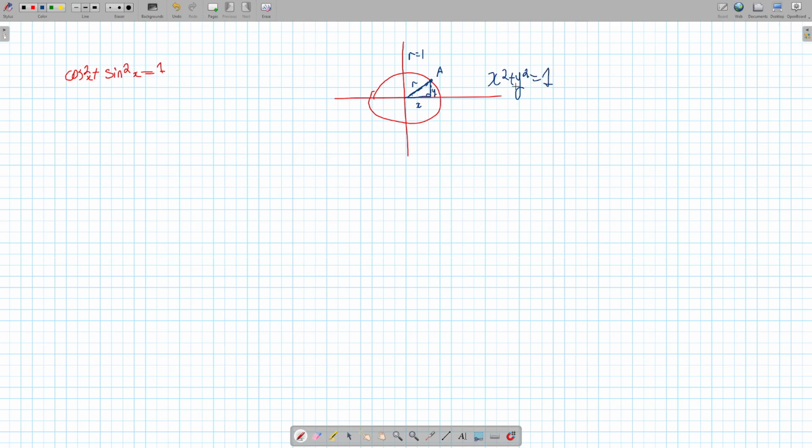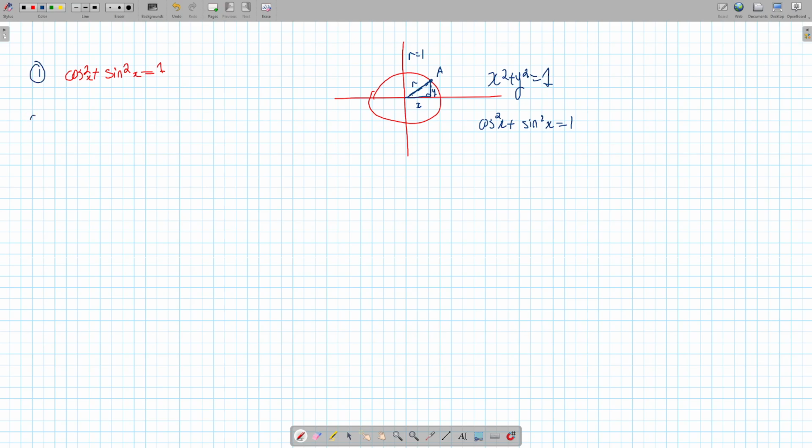And don't we know that when you have a unit circle, the x coordinate represents cosine and the y coordinate represents sine? So that means cosine squared x plus sine squared x is equal to 1. That's from where they got the rule. So this is your first rule.